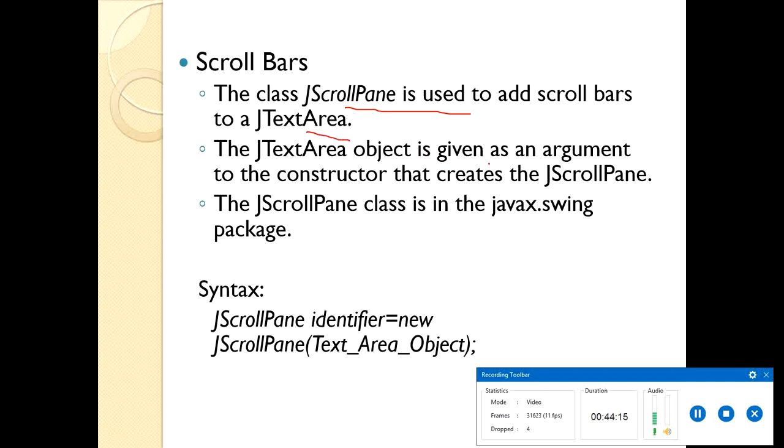JText area object is given as an argument to the constructor that creates the JScrollPane. So JScrollPane is defined in the javax.swing package. So how to apply it?